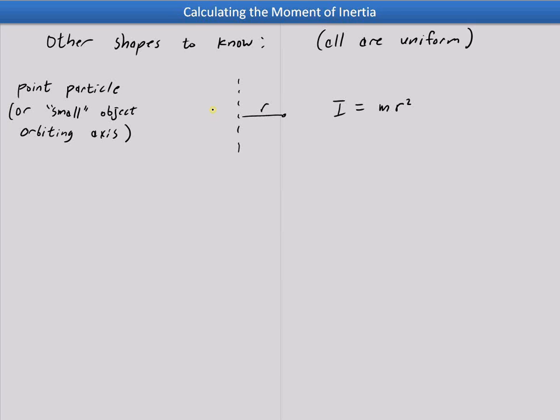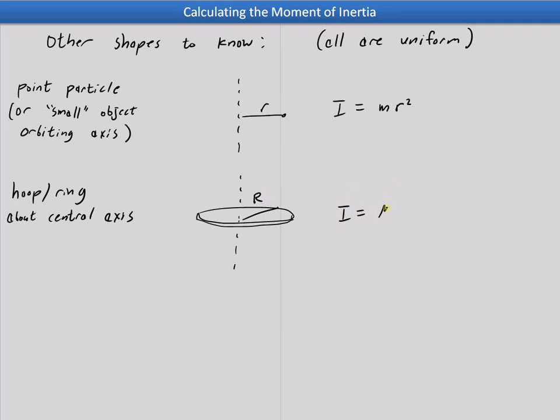Okay, let's look at some other shapes. How about a hoop or a ring about its central axis? Remember, we do need to specify how we're rotating each object. So here's my rotation axis, and I've got a hoop or a ring. We'll say the radius is capital R, and so the moment of inertia is equal to capital M, meaning the total mass, times the total radius squared.